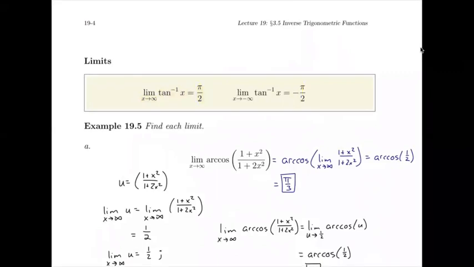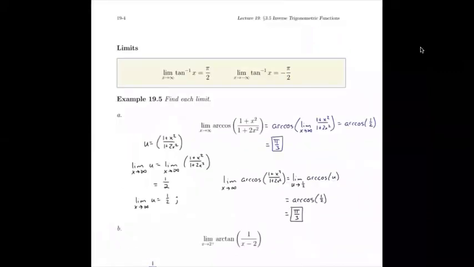Okay, so they ask us here to find each limit. So if you deal with inverse trig functions and limits, usually we just want to use all the same rules we used before. These inverse trig functions are continuous, just like trig functions.